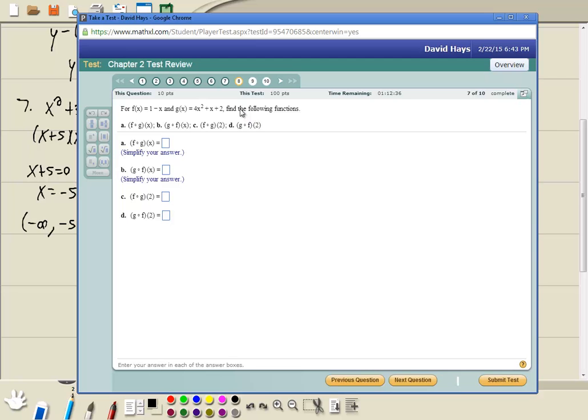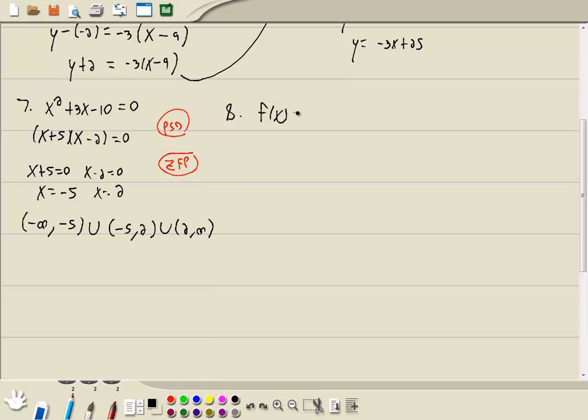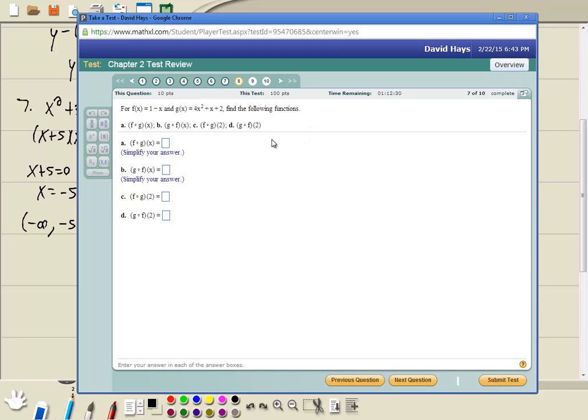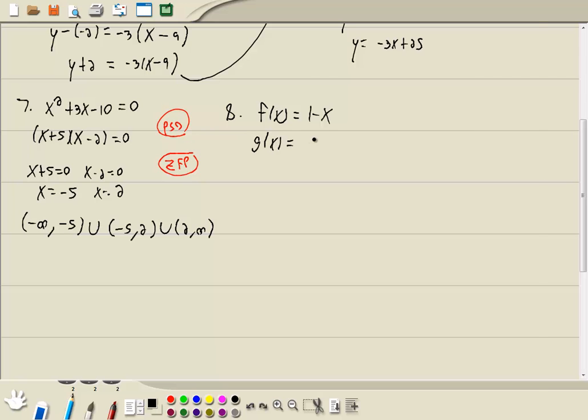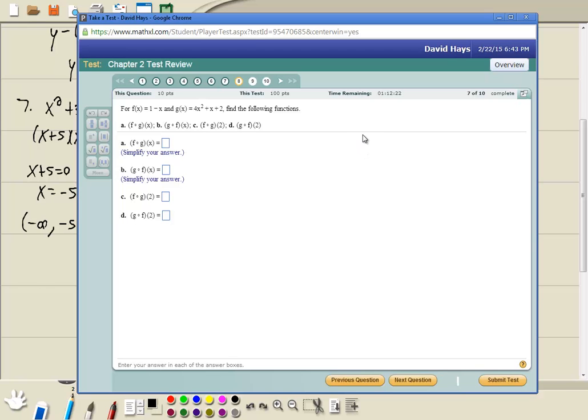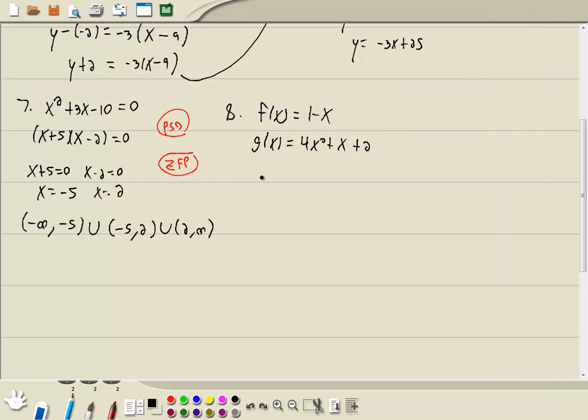Let's see. F of x is equal to 1 minus x, and g of x is equal to 4x squared plus x plus 2. And the first thing I want to find is the composition of f and g. Well, that's f of g. And what we would do is take our f of x, which is 1 minus x, and where our x is, we'll put in parentheses. So we got 1 minus parentheses. Now whatever is inside of parentheses right here is automatically what goes in right here.